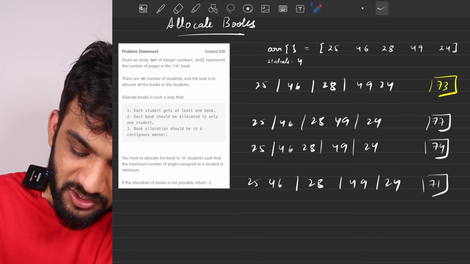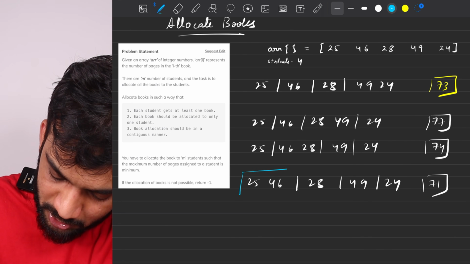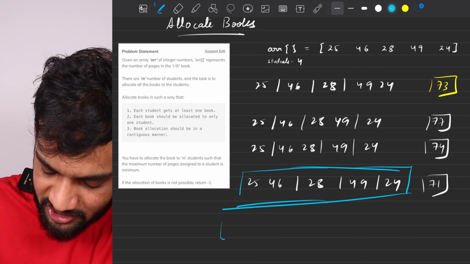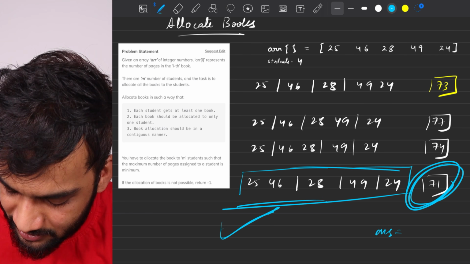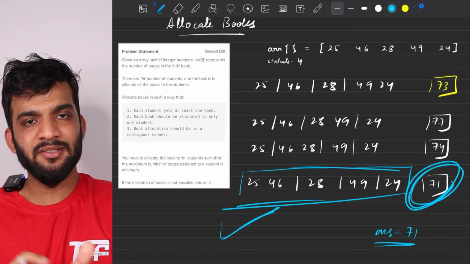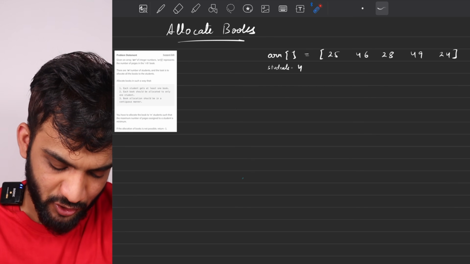Which allocation will you consider? You'll consider this possible allocation. Yes, this is your answer. And what is the answer? 71. So the answer will go as 71. Got that? So let's try to solve this particular question.